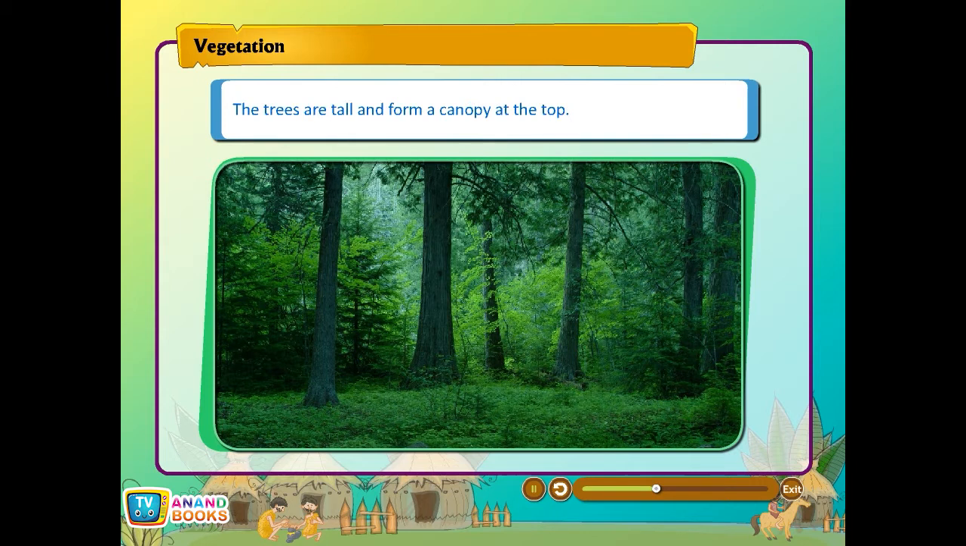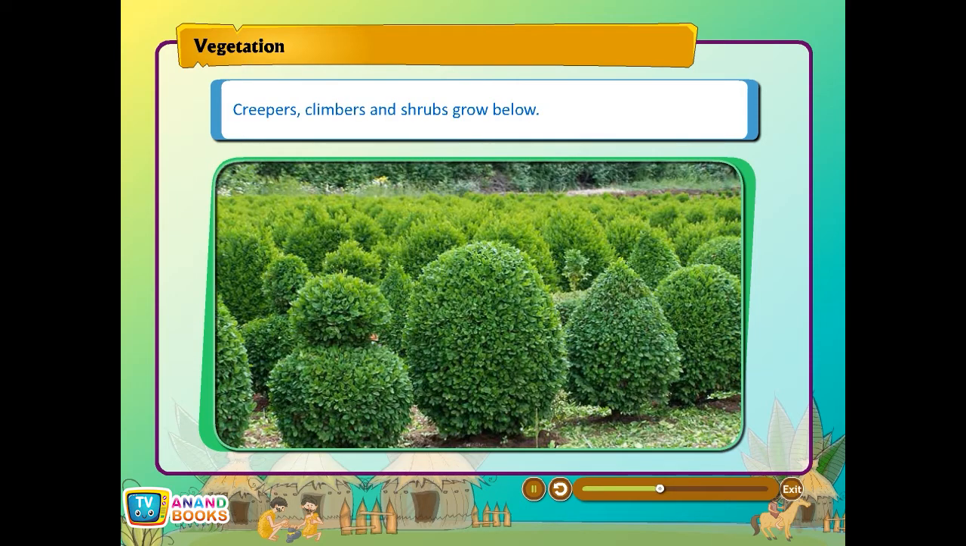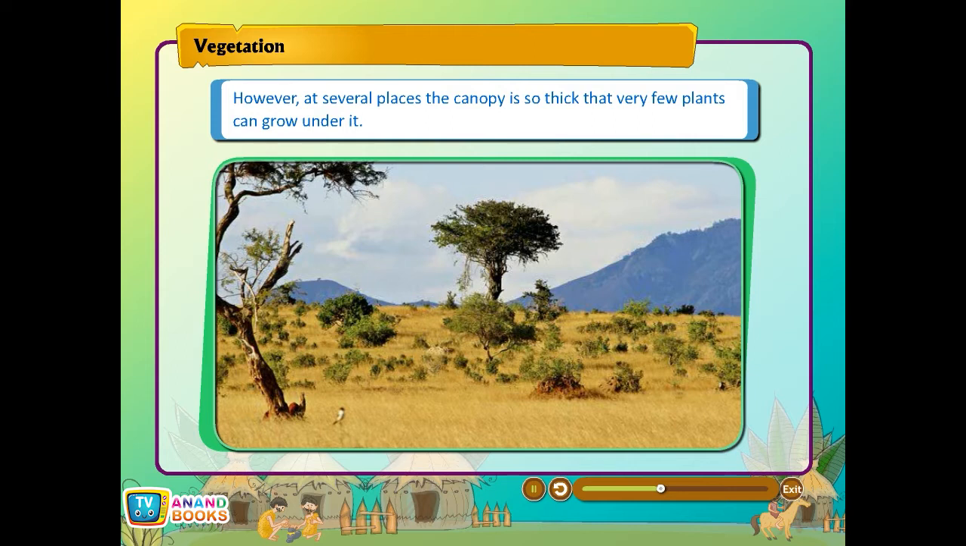The trees are tall and form a canopy at the top. This does not allow sunlight to pass through it. Creepers, climbers, and shrubs grow below. However, at several places, the canopy is so thick that very few plants can grow under it.